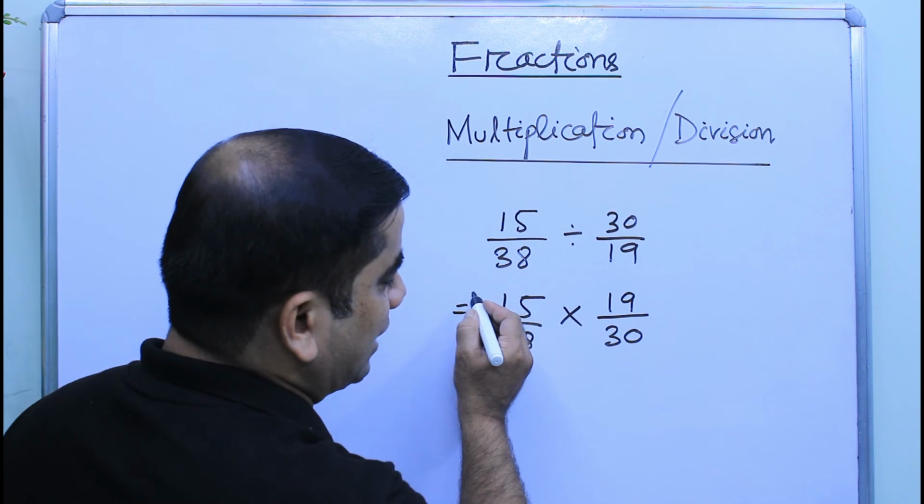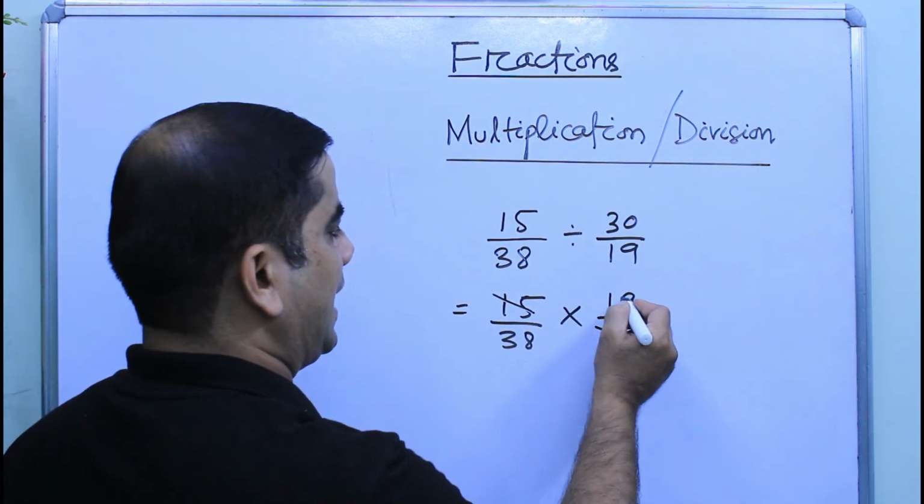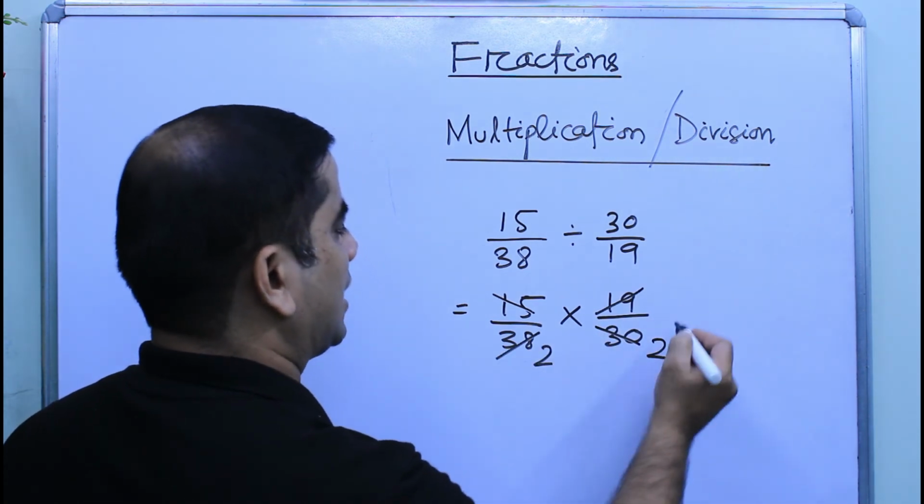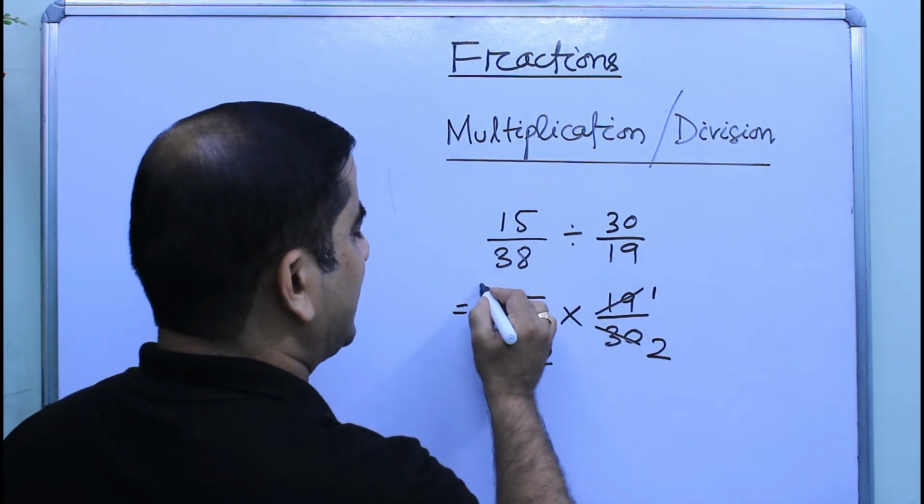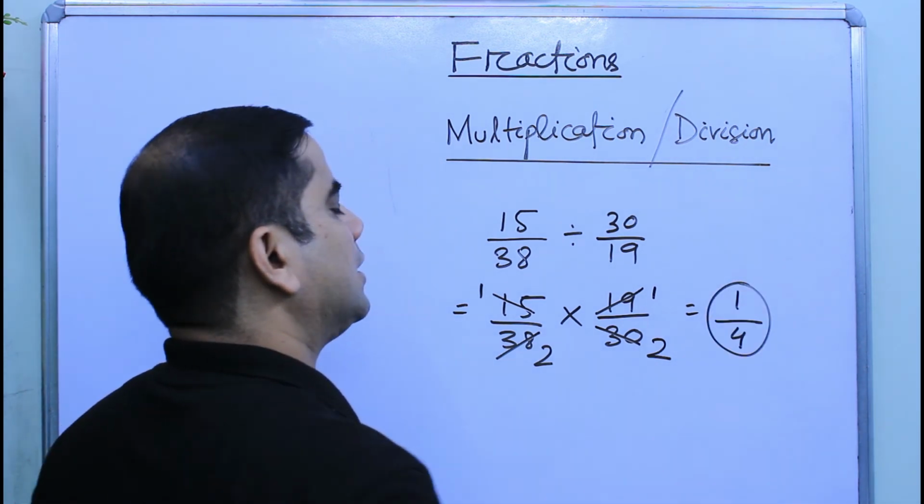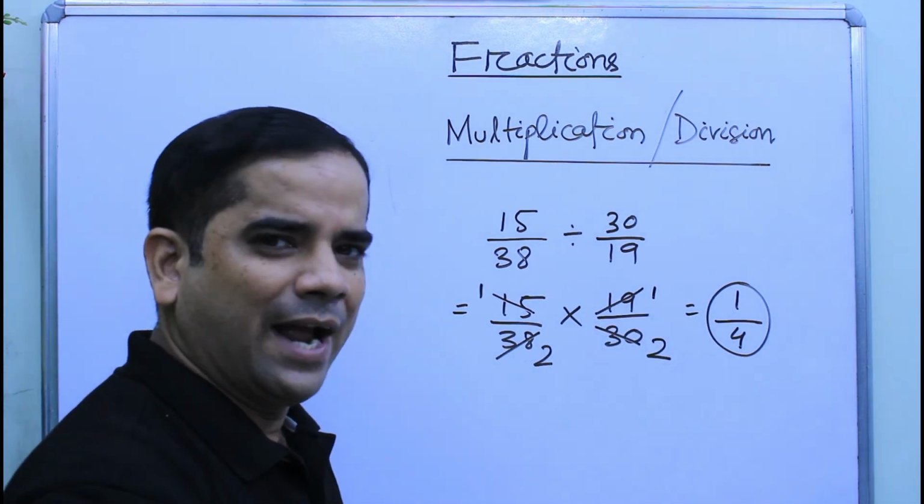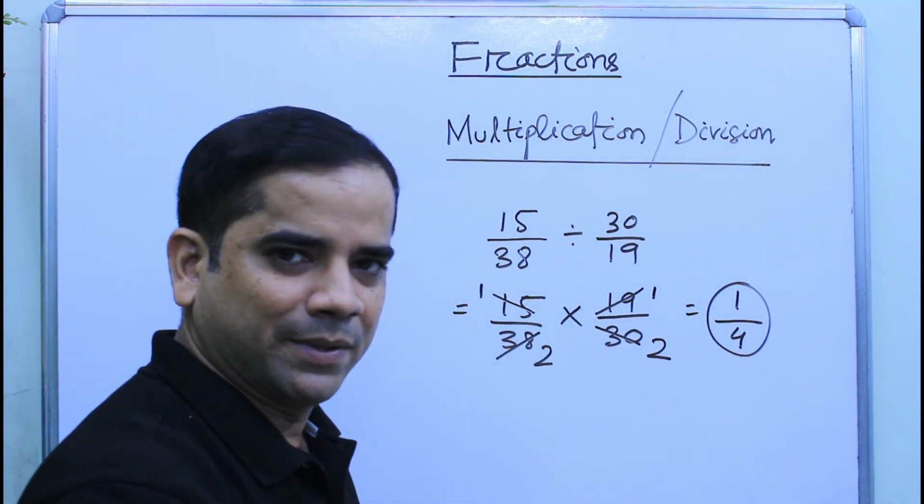We see that 30 is in the table of 15, so 15 2s are 30, and again 19 19s are 19. So here it is 1, it is 1, 1 1 is 1, 2 2s are 4. So the answer for the division is 1 by 4. Okay, let us now discuss another example.